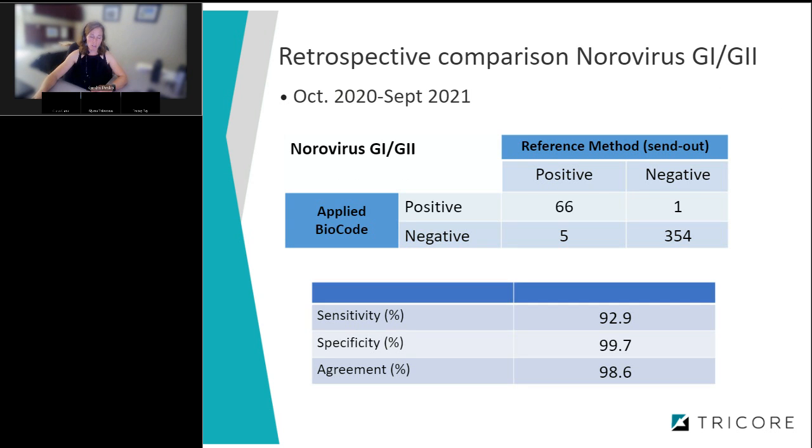So for norovirus, we did a comparison looking at almost a year of data. We found there were 66 positives in agreement. There were 5 that were positive by the reference method but negative by Applied BioCode, 1 positive by Applied BioCode and negative by the reference method, and 354 that were negative by both tests. So the overall sensitivity was 92.9%, specificity 99.7%, and agreement was 98.6%.